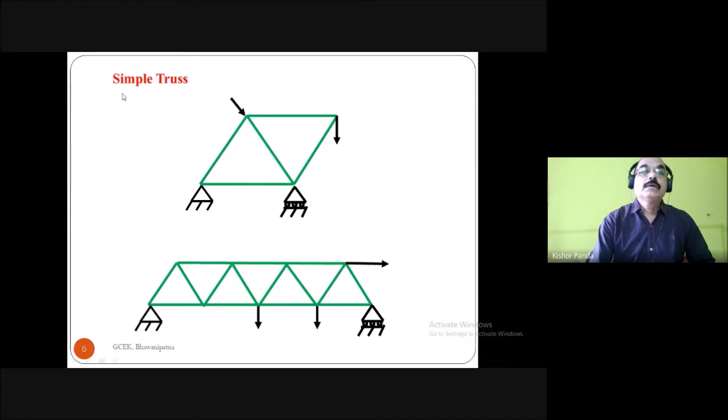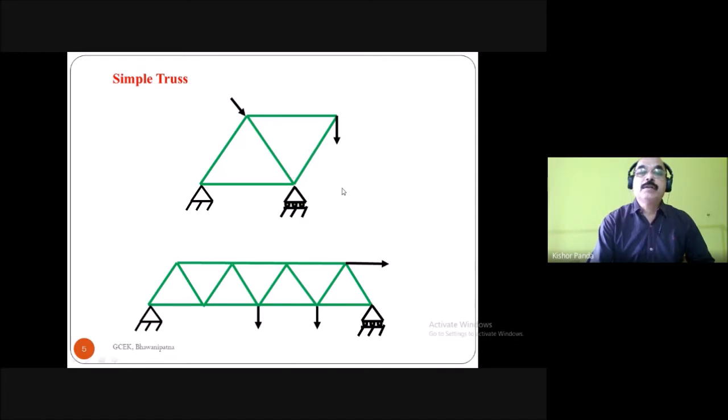Here you see, this is the simple truss. The triangle is the basic form of a truss. So here three members and three joints. If you add another two members and one joint, that becomes the simple truss. Here there are two triangles. If you take another two members and one joint, then that becomes the three triangles.